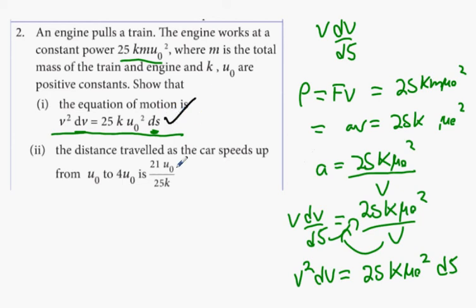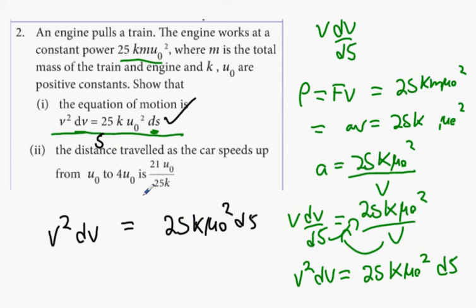Now we're going to go down. A distance traveled as the speed. Find the distance traveled. So we're finding s as the car speeds up from mu 0 to 4 mu 0, and the answer is 21 mu 0 over 25k. Now we're going to go v squared dv equals 25k mu 0 squared ds.